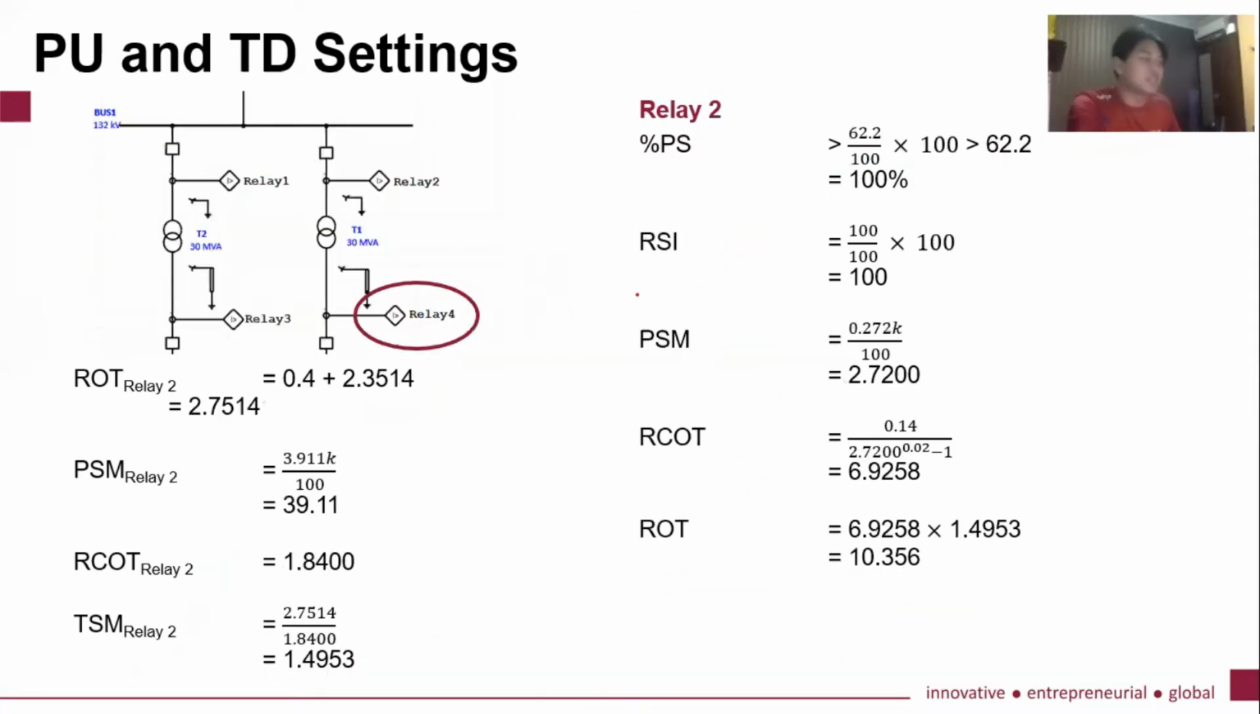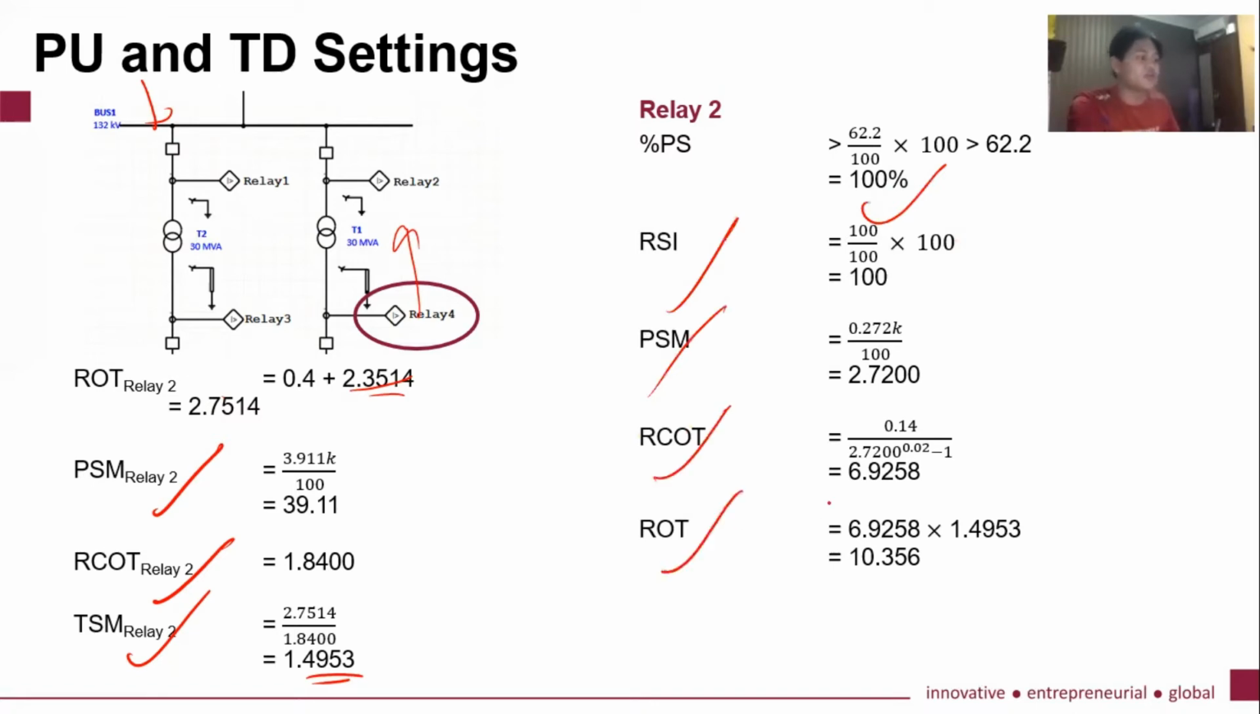Then moving on to relay 2. What happens when there is a fault at bus 1, for relay 2 and relay 1? For relay 2, we will calculate using the relay 4 ROT, then we will get ROT for relay 2 is 2.7414. Then we calculate PSM, RCOT, and PSM for relay 2 is 1.4953. The plug setting, as you can see here, must be larger than 62.2. For a safety margin, we choose 100% for the plug setting. And we calculate RSI, PSM, RCOT, and ROT. So ROT, we calculate RCOT multiplied by the PSM of relay 2, we get 10.356.